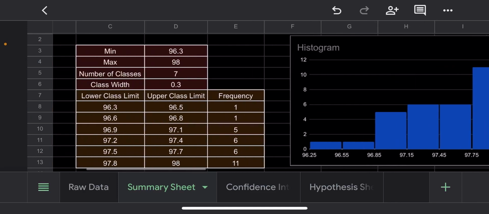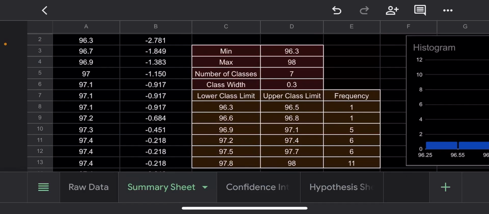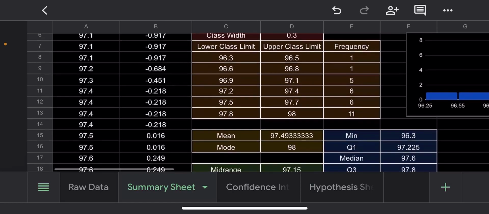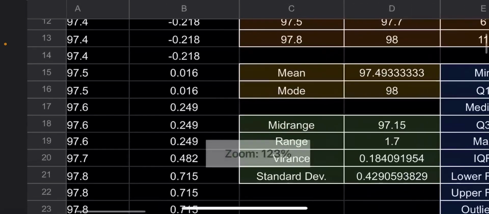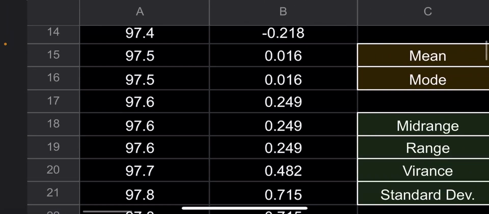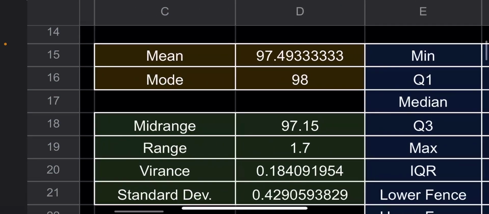The closest measurement is the mean, and I know this because if we scroll down, or where is it? There we go. 97.5 is the closest to 0 for our standardized data. And if we look at the mean, it's 97.49, 33.